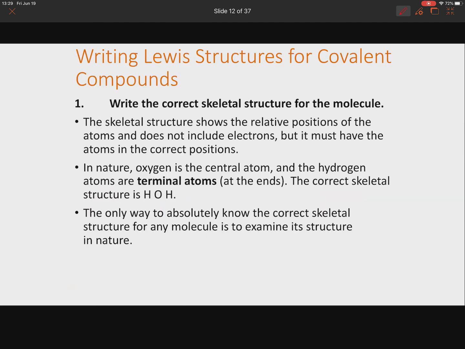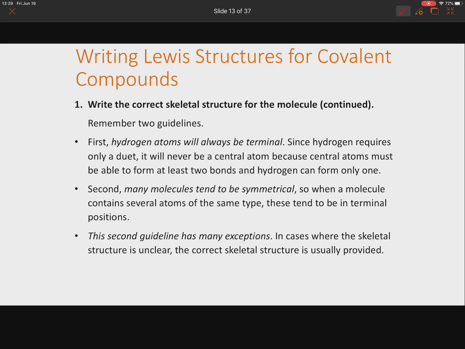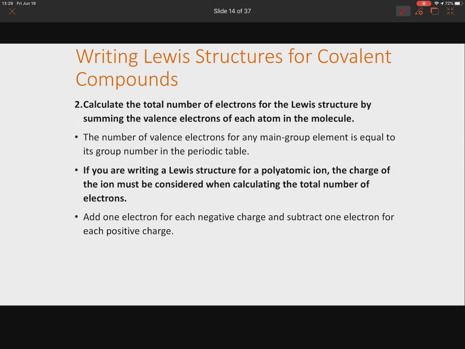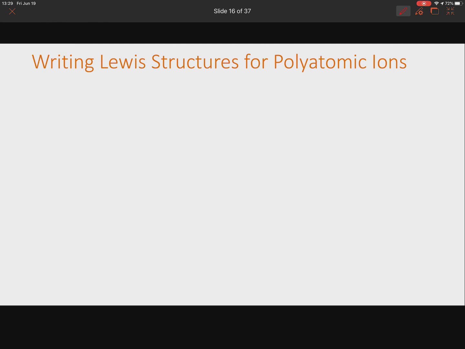All right, when we are writing Lewis structures for covalent compounds, there's a couple of rules that you need to follow. Now, we want to write the correct skeletal structure for the molecules. You can read all of these rules on your own. We're just going to do some examples. You read the rules. I'm not going to read the rules to you. Let's draw some compounds. So let's do carbon dioxide first, and then we'll do polyatomic ions.